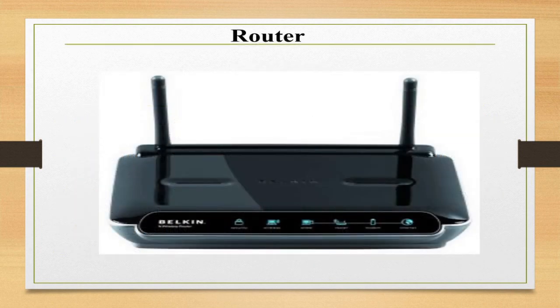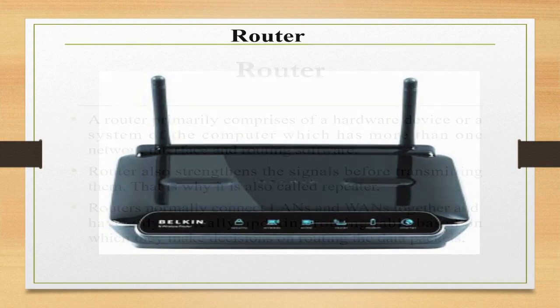A router primarily consists of a hardware device or a system of the computer which has more than one network interface and routing software. A router also strengthens the signals before transmitting them. That is why it is also called a repeater. Routers normally connect LANs and WANs together and have a dynamically updating routing table based on which they make decisions on routing the data packets.